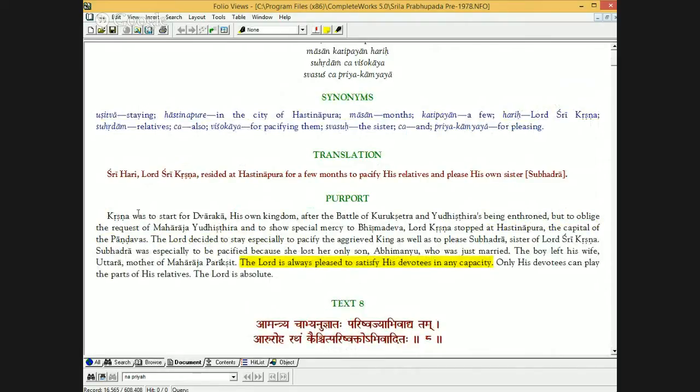Okay. Shri Hari, Lord Shri Krishna, resided at Hastinapur for a few months to pacify his relatives and please his own sister Subhadra. Now you read the purport.